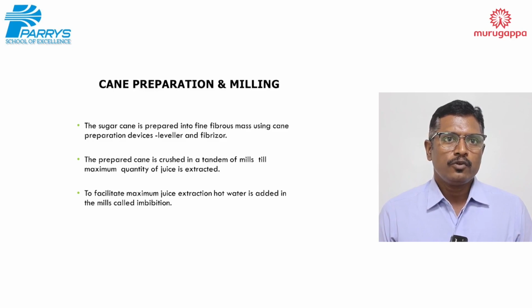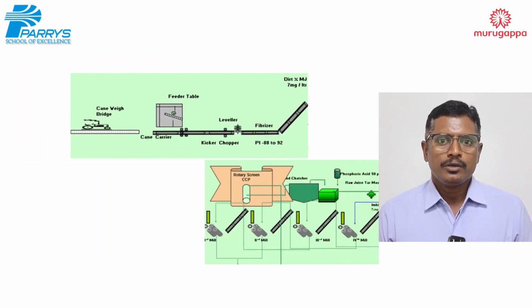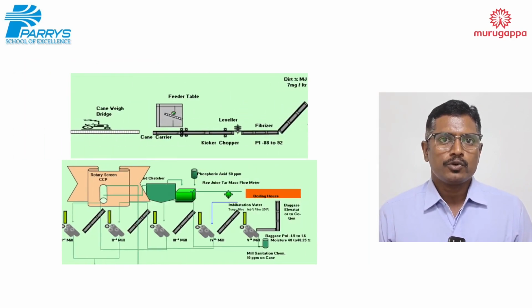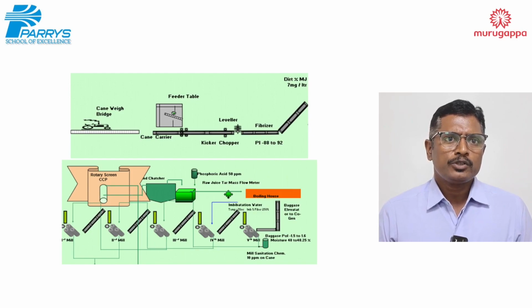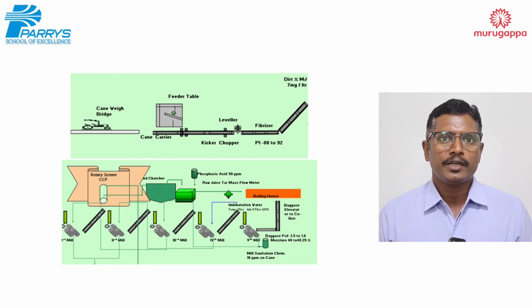This is a simple flow chart from cane weighbridge to bagasse outlet and juice outlet. This is a pictorial representation of cane cutters, cane shredders and milling tandems.